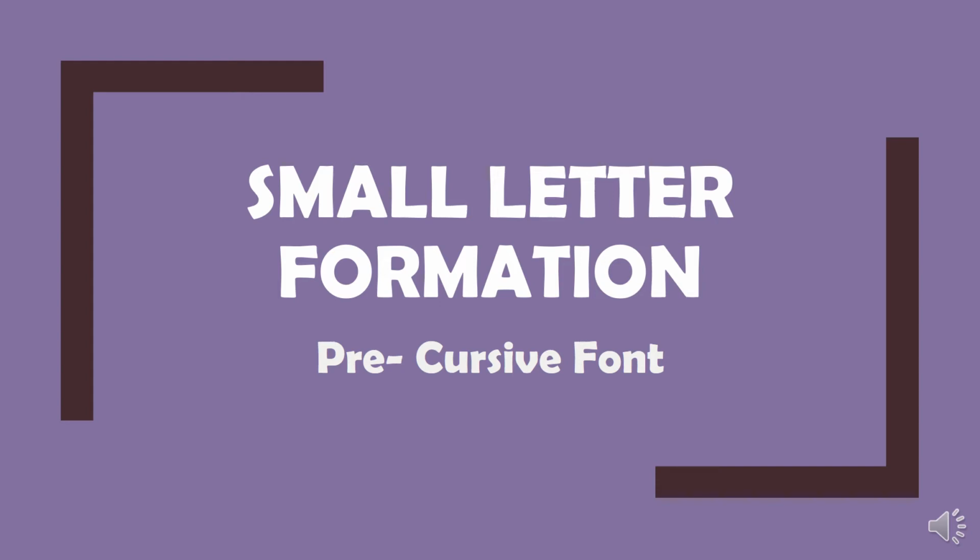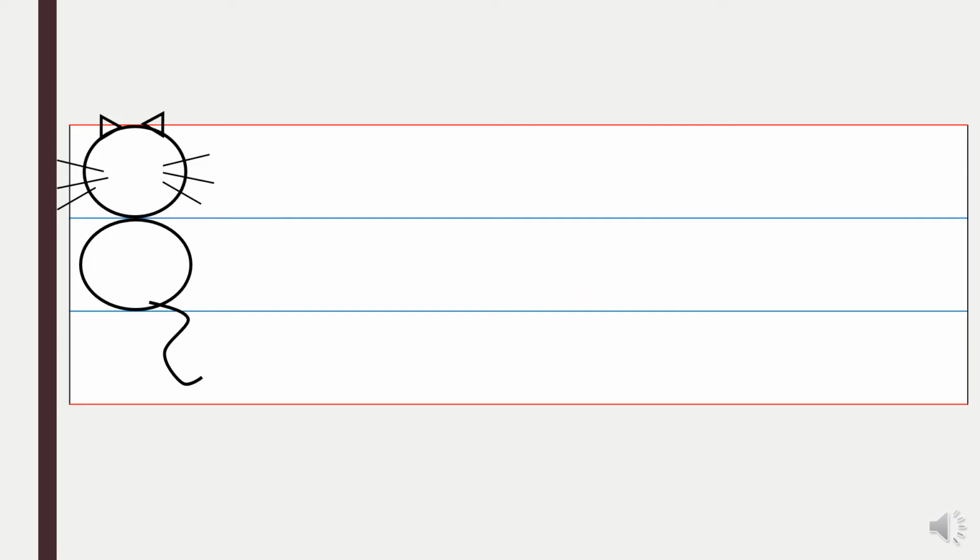Small letter formation in recursive format. Let me first introduce you to Clever Cat. As you can see, the Clever Cat has a head, a body and a tail.